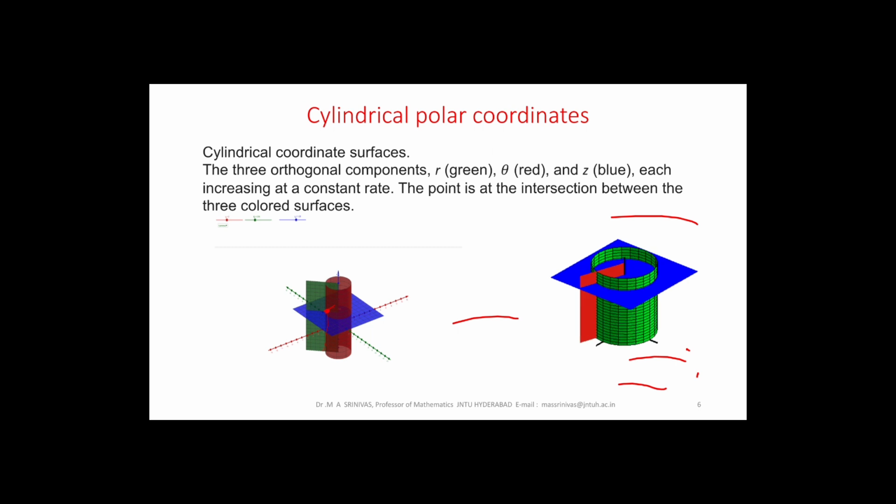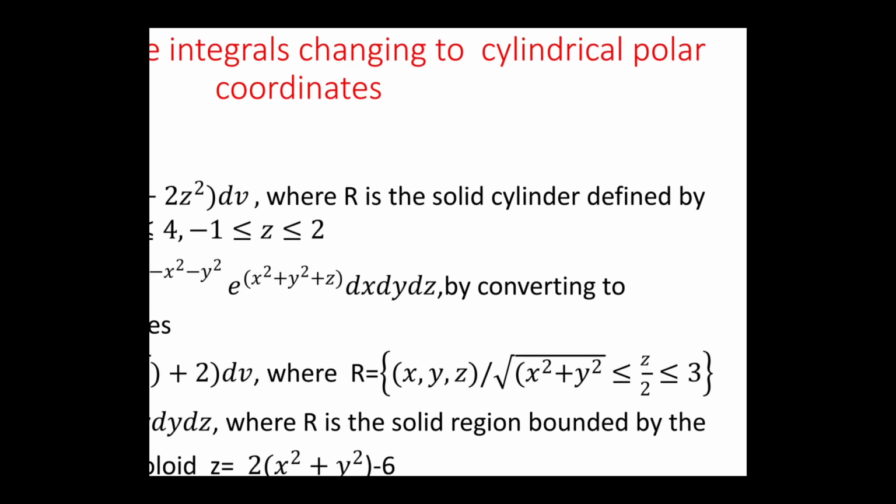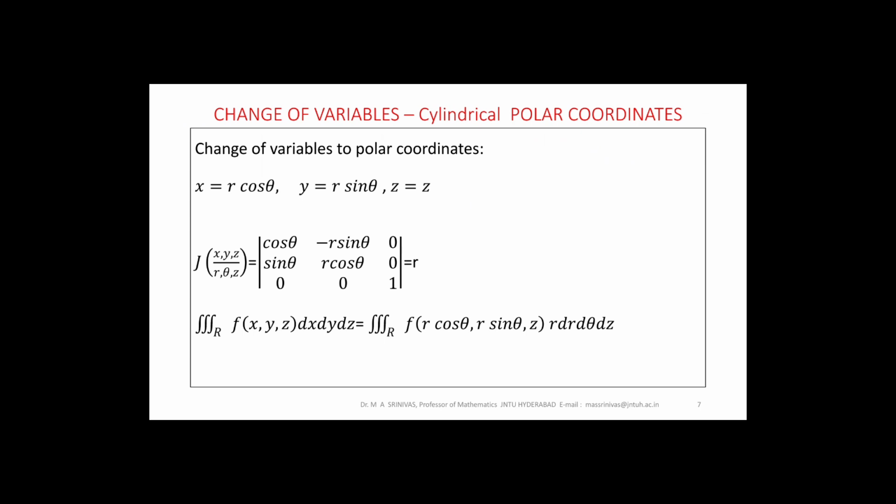Now let us see the change of variables. If you have a triple integral in Cartesian coordinate system, and you want to convert that to polar coordinates or any coordinate system, you have this relationship. In place of x, write r cos theta. In place of y, write r sin theta. In place of z, write z only. dx dy dz becomes the Jacobian times dr d theta dz. That Jacobian you have to find out.